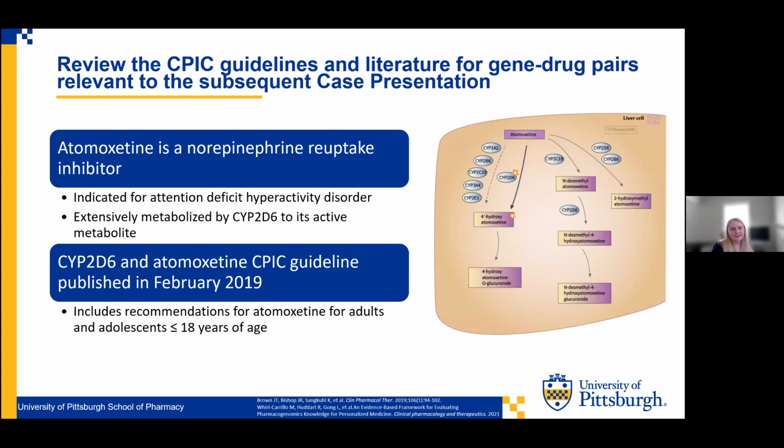So bringing it back to the medications that we may talk about in the subsequent case presentation, atomoxetine is a norepinephrine reuptake inhibitor. So it is indicated for ADHD as well as social phobia with ADHD. It's a good option for treatment due to it being relatively well tolerated and studies showing increased concentration and decreased impulsivity in participants. It is extensively metabolized by CYP2D6 to its active metabolite. And the CPIC guideline was published in February 2019. It includes recommendations for adults and adolescents 18 years of age or less.